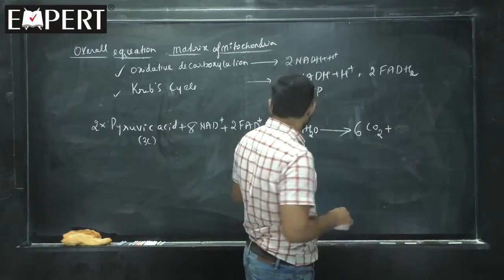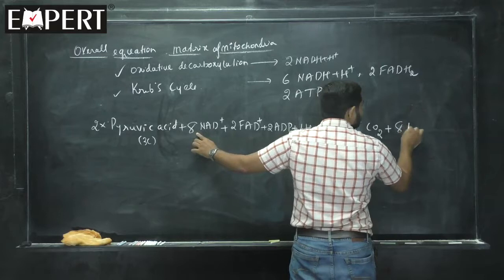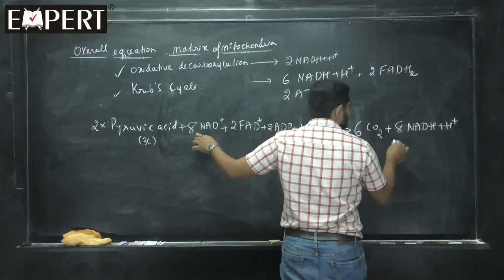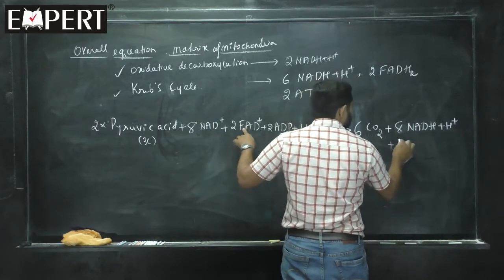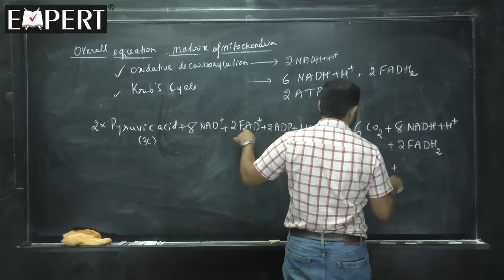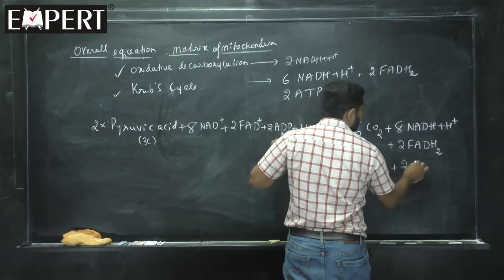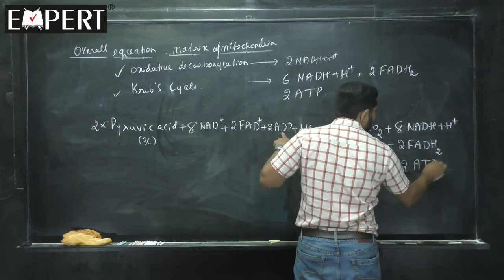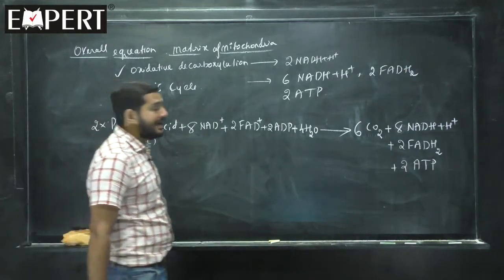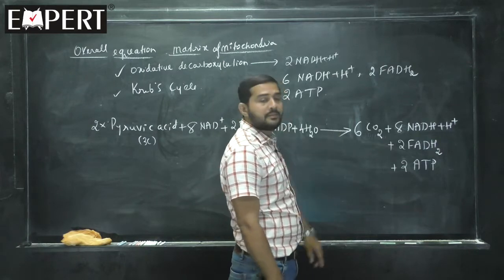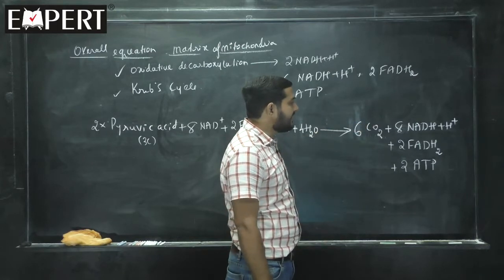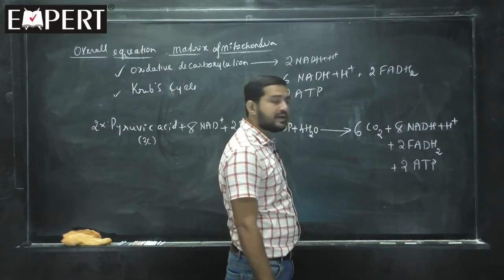Plus what? Plus 8 NADH plus H plus, plus 2 FADH2, plus 2 ATP. Clear friends? So, that means what are all the products ultimately from the Krebs cycle, tell me: 6 CO2, 8 NADH plus H plus, 2 FADH2, 2 ATP.